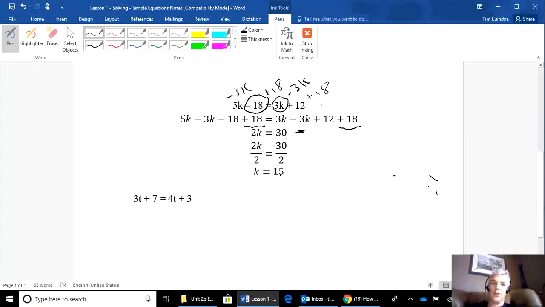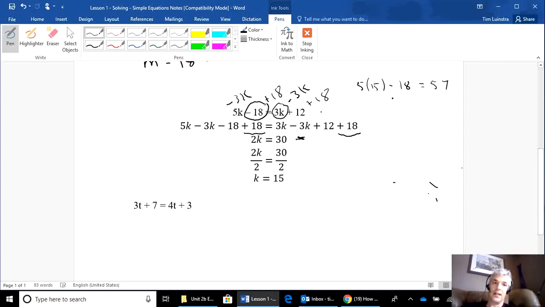And if you were to go back and put 15 into this equation up here, you'd see that it actually works out. You'd get 5 times 15 minus 18. What does that equal? Well, 5 times 15 is 75, minus 18, 75 minus 18. Now, just in my own head, I'm going to subtract 20 to bring me to 55 and add 2. That's going to bring me to 57.